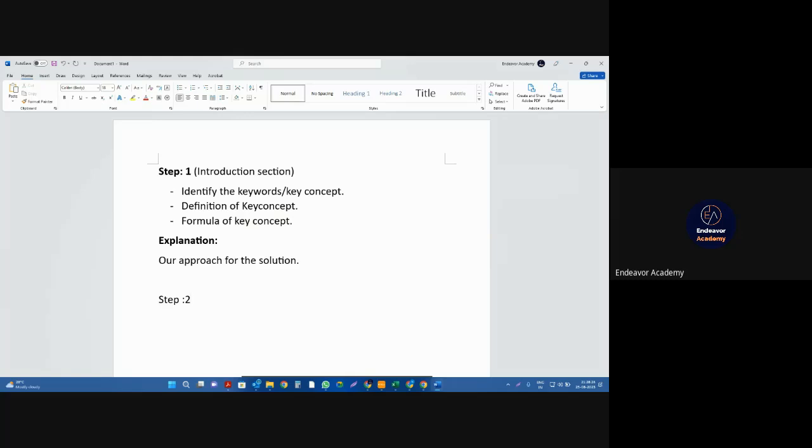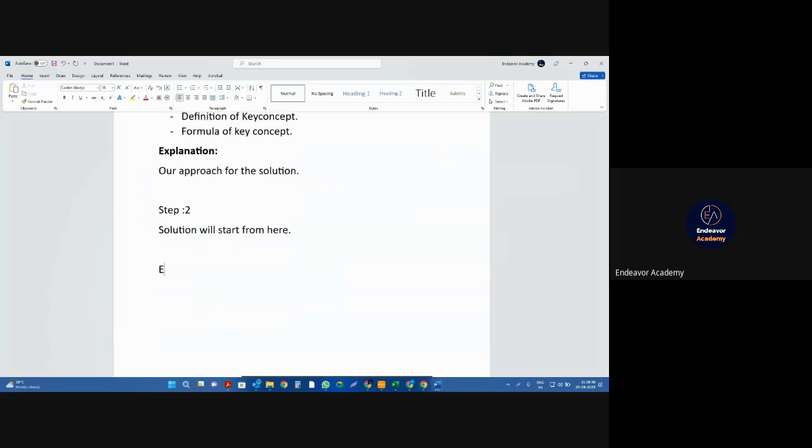Then from step two onwards, we will start our solution. The real solution will start from step two onwards, and in each and every step we have to provide some explanation. We will take one example, and I will show you all the things. After that we have to provide the final answer. In the final answer, we have to provide the conclusion of the complete solution.